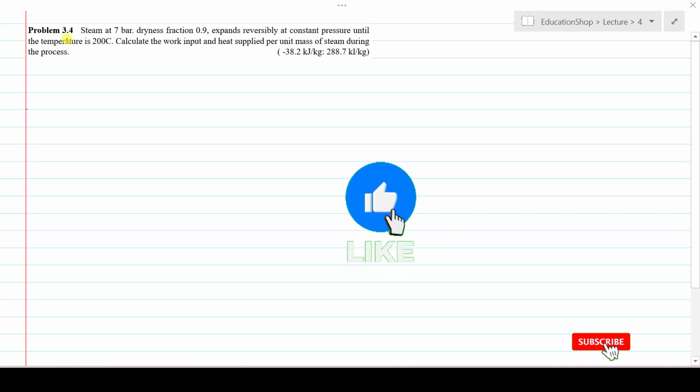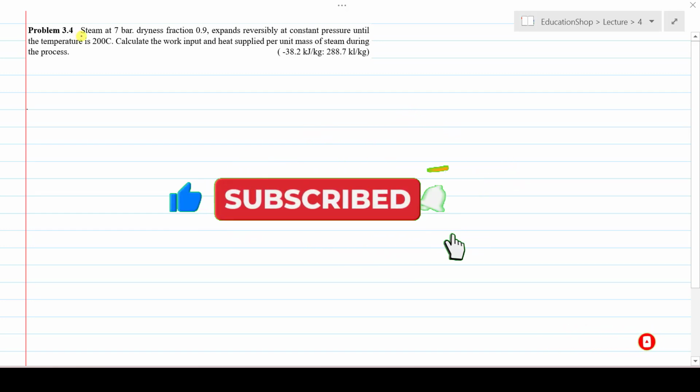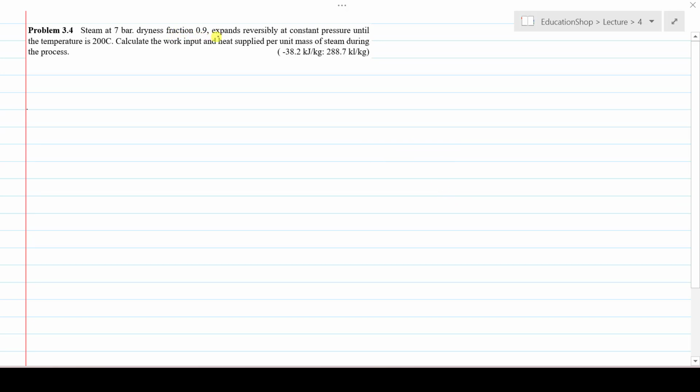Hi everyone, in this video we solve problem 3.4 from the book Applied Thermodynamics, McConkey and Eastop. Here is the statement of the problem 4 from chapter 3. Steam at 7 bar, dryness fraction 0.9, expands reversibly at constant pressure until the temperature is 200 centigrade. Calculate the work input and heat supplied per unit mass of steam during the process.